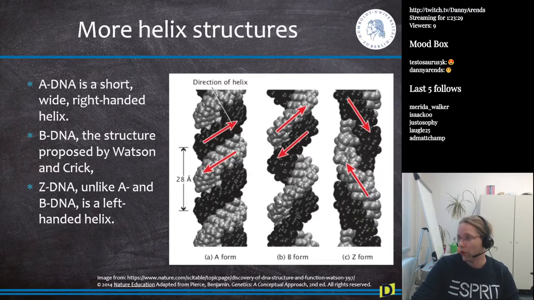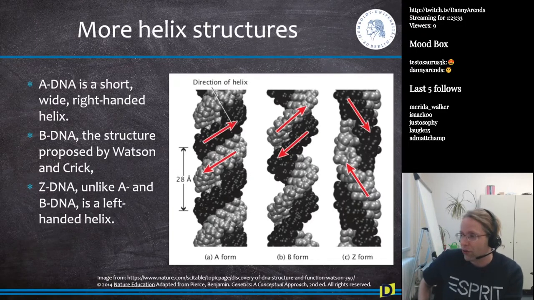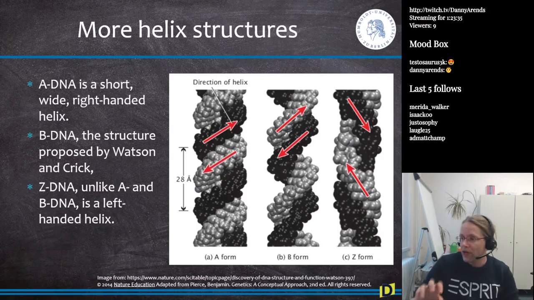And this is important for the functioning of DNA, because things like proteins can interact with the DNA in the major groove, but not in the minor groove. So when you have a protein binding to a DNA molecule, it generally binds here, and it cannot bind here because the groove here is not big enough for the protein to touch the DNA properly.